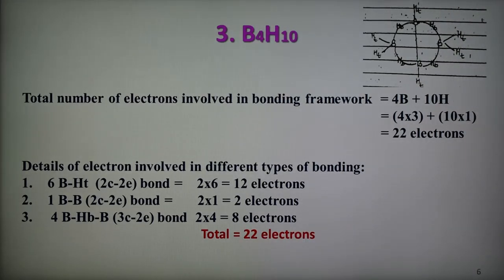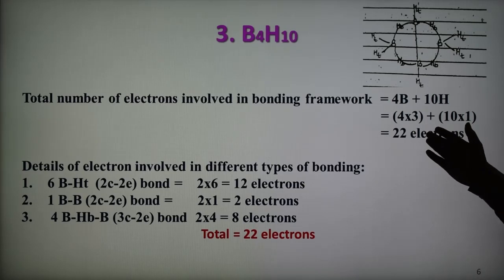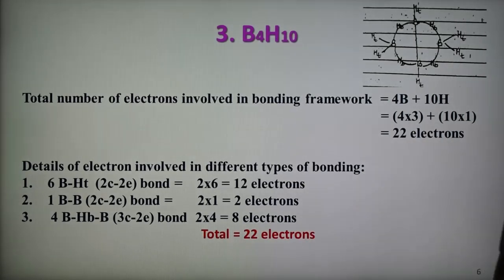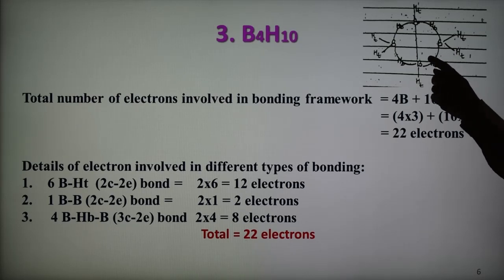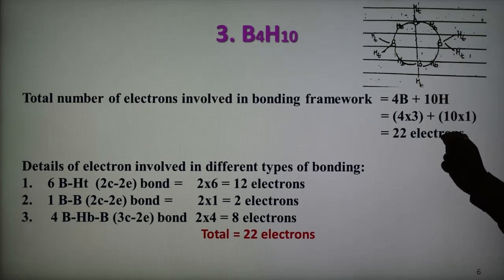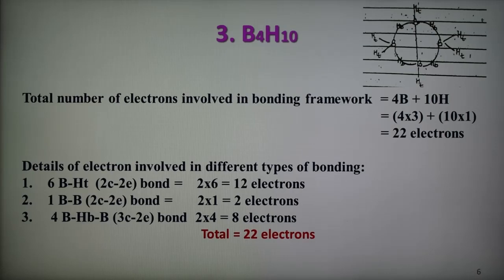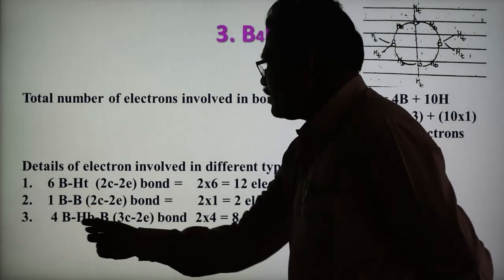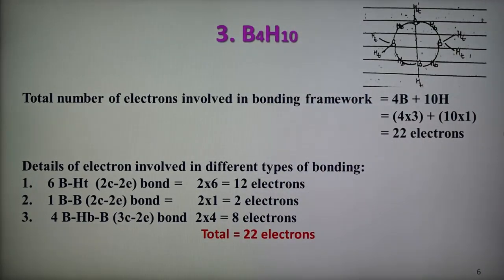So in this way, the total electrons involved in the bonding and the electrons involved in the different types of bonding are shown. And here the styx number can also be calculated. So the styx number, S, is the 3 center 2 electron bonds. So how many are there? 4. So 4 bonds of this type are there.